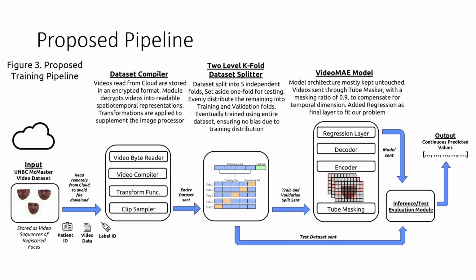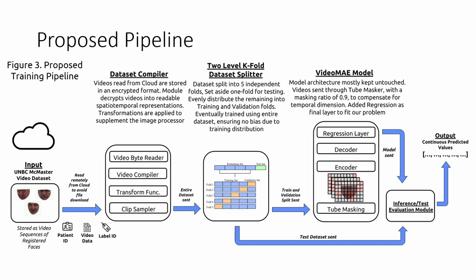Here's a diagram for our proposed training pipeline. For the input, we used a modified version of the UNBC dataset outlined in a previous slide. This dataset only consists of registered faces of the participants. In compliance with HIPAA regulations, this dataset is securely stored on the cloud in an encrypted non-spatial temporal format. To start, these files are first read from the cloud and sent through the dataset compiler module. This module decrypts the videos and reconstructs them into readable spatial temporal representations.